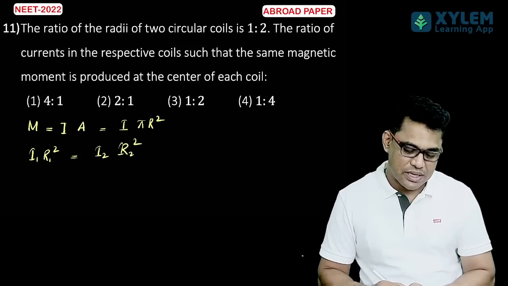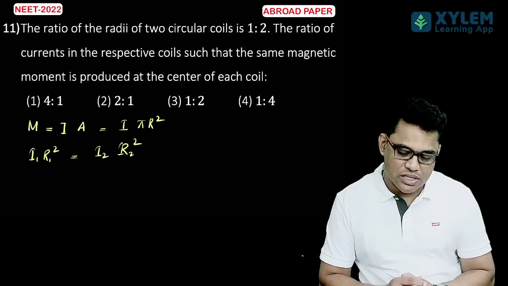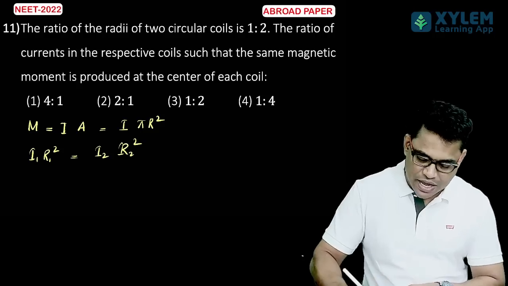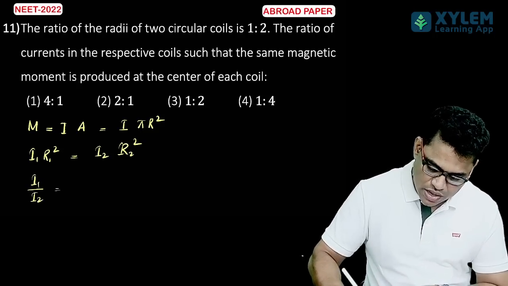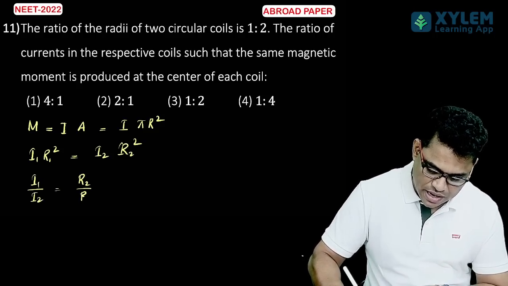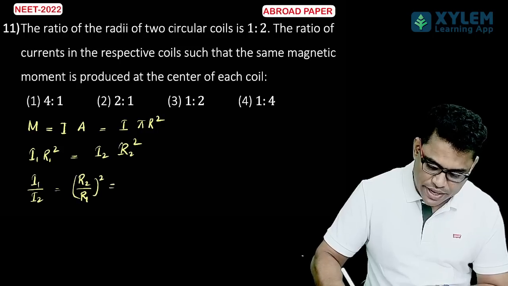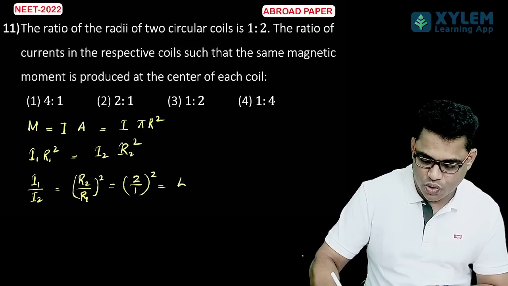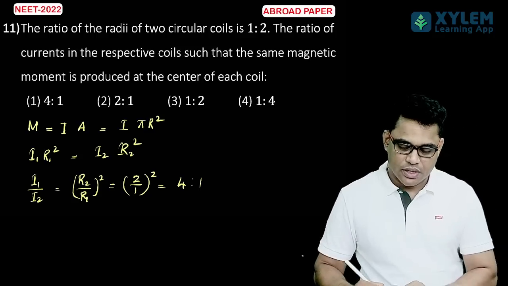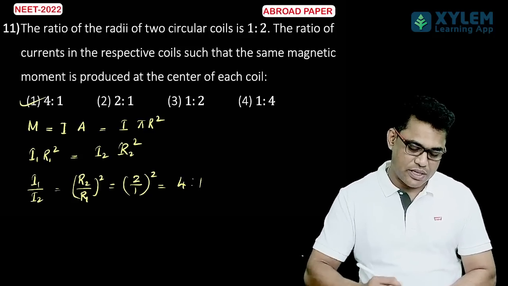What is given to us? The ratio of radii of the coils is given to us as 1:2. We want I1 by I2. I1 by I2 is equal to (R2 divided by R1) all square. What is R2 divided by R1? 2 divided by 1. Square of that is 4:1. Therefore, the right option is 4:1. Here is the right option.